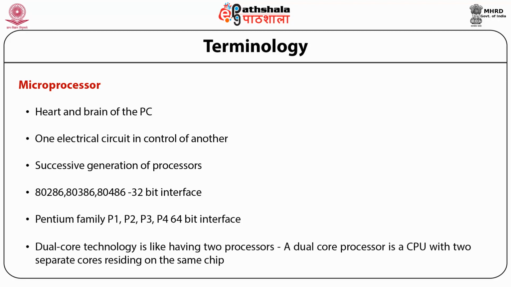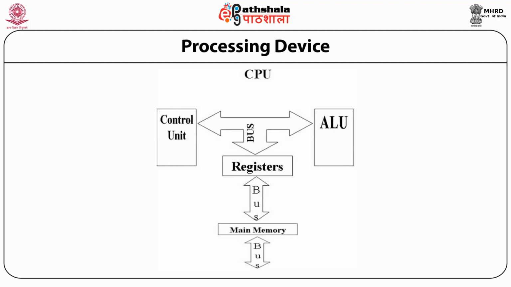A dual-core processor is a CPU with two separate cores residing on the same chip. If you see the architecture of the processing device, the CPU, it consists of mainly three supporting systems: control unit, ALU, and register. The register, ALU, and control unit are interlinked through a bus. Buses act as an intermediary medium between the CPU's control unit, ALU, and register. It will also take information from the main memory.